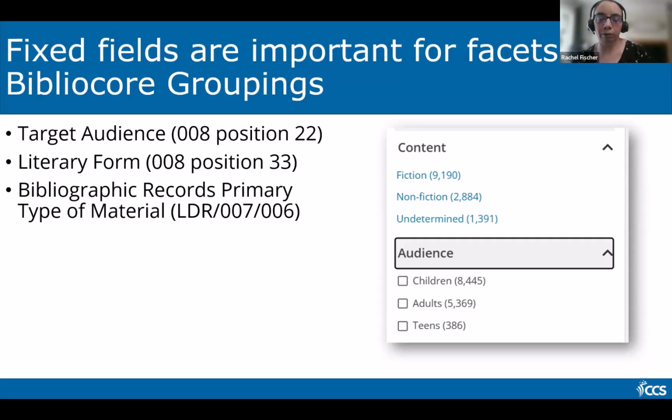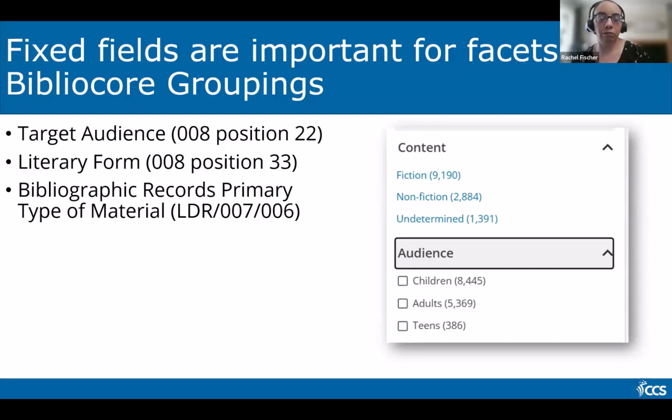However, any value can be used. Previously, we restricted the values to specific ones due to how the Power Pack displayed them in facets. With BiblioCore, they have mapped the values to the terms that we would like to see, so we don't need to restrict the usage of the codes.